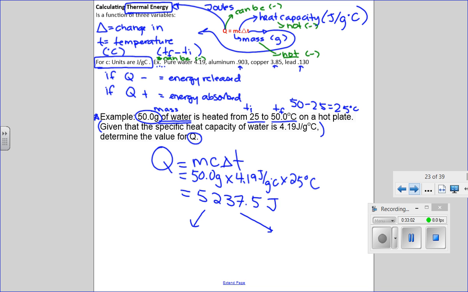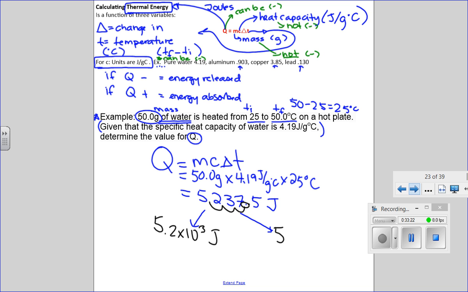Way number one would be to write 5.2 times 10 to the power of 3 joules. That would be me taking this decimal and moving it 1, 2, 3 spots. Since I moved it 3 spots, I would write 10 to the power of 3. That's where that power of 10 comes from.